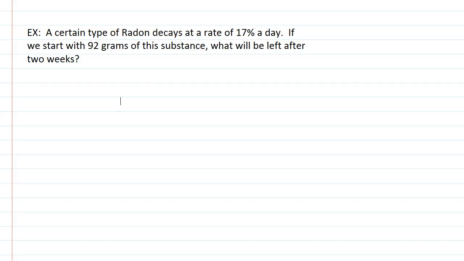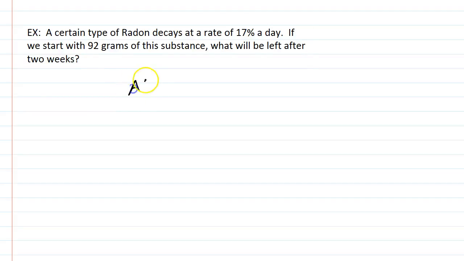Now another example. Radioactive decay happens when you have an element that's unstable, and just over time randomly all the atoms start to decay away. So they start to break down and you start to lose your substance. In this case, the radon decays at a rate of 17% a day, and we start with 92 grams. What will be left after 2 weeks?